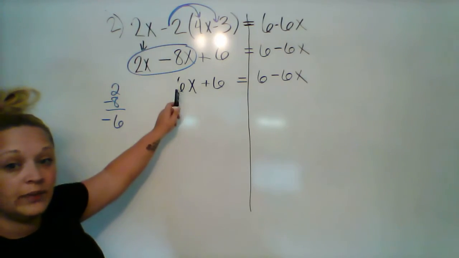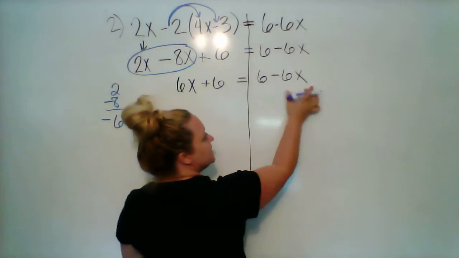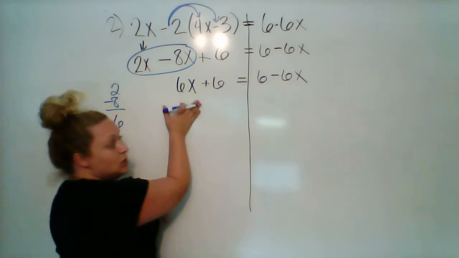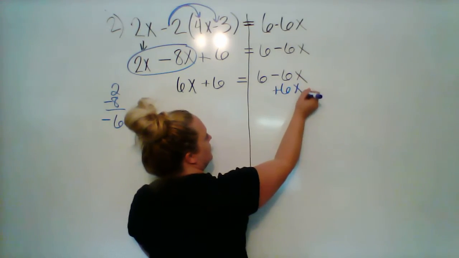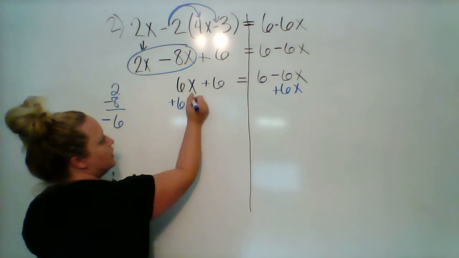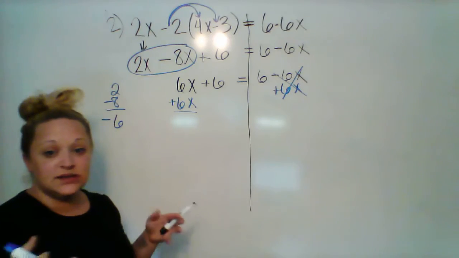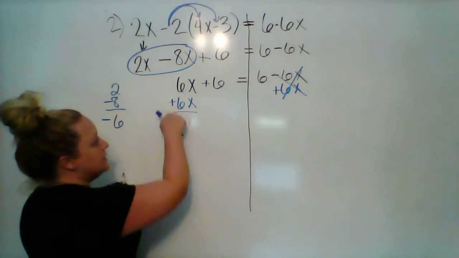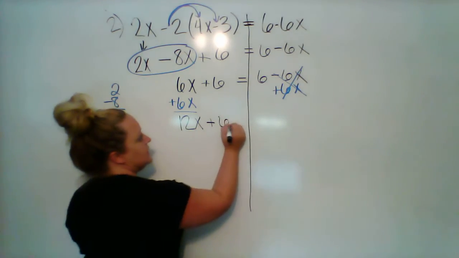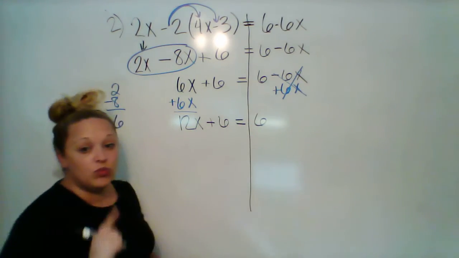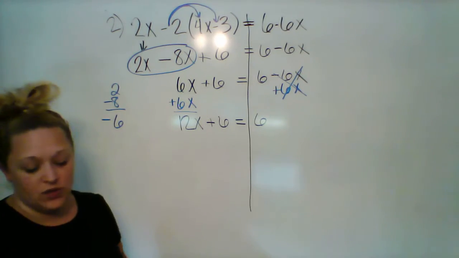So distribute, combine, now I got to get the variables on the same side. So we're going to do the opposite of this, because we want this x to move over here. So the opposite of subtracting 6x would be to add 6x, and you're going to add it to both x's. This side would cancel because a negative and a positive with the same number cancel. Okay? And so here I would add 6 plus 6 is 12x plus 6 equals 6. And again, I'm right back where I was in problem 1 with a 2-step equation. I'm exactly where I was.